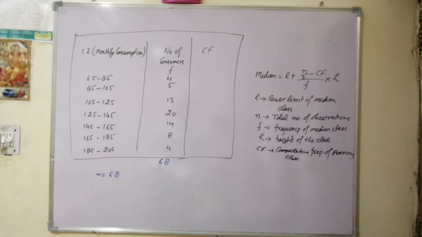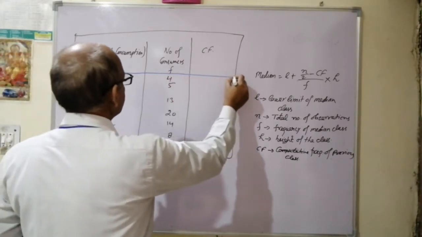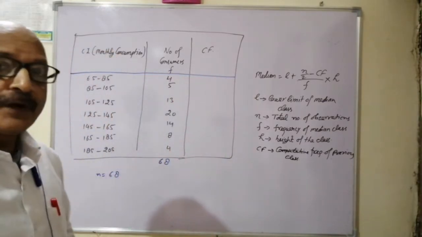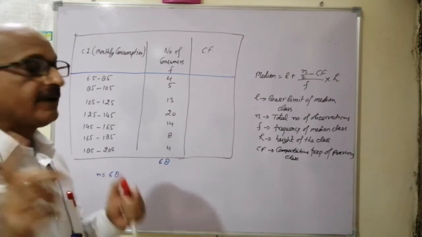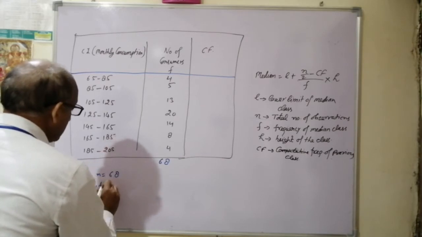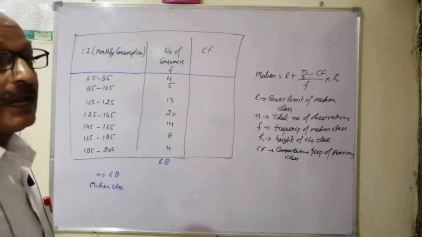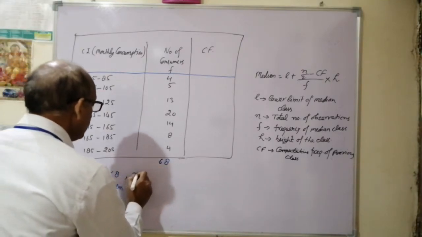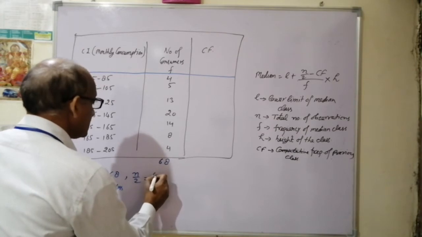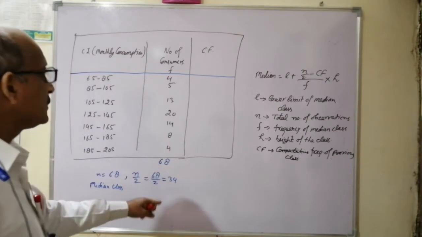In this way we'll calculate, first of all, the sum of the number of consumers. So we get 68. Now to find the median class, a very important fact, first of all we calculate n by 2. So 68 upon 2 is 34. Now this 34 is to be checked in CF.